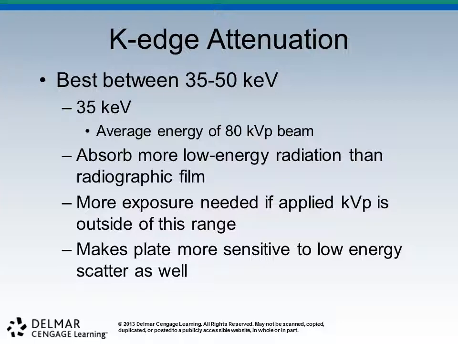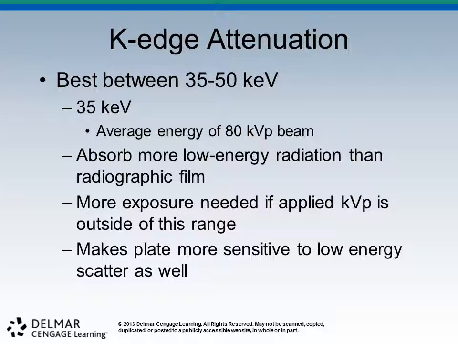It says 35 keV is the average energy of an 80 kVp X-ray beam. Depending on where you look at that, remember we've used that term root mean square, where it's roughly a third to a little greater of the beam, depending on the tube, etc., etc.